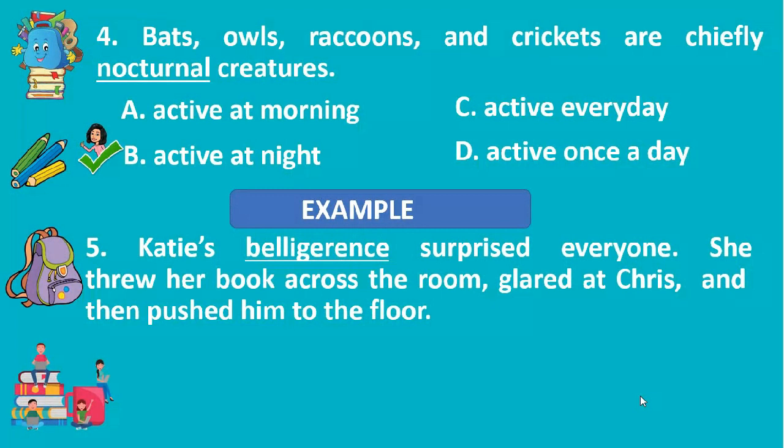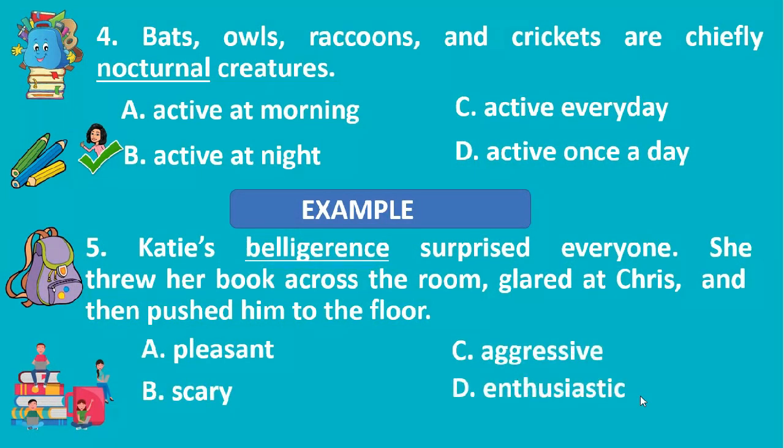Finally, number 5. Katie's belligerence surprised everyone. She threw her book across the room, glared at Chris, and then pushed him to the floor. What do we mean by belligerence? A. Pleasant. B. Scary. C. Aggressive. D. Enthusiastic. Correct. Belligerence means aggressive. And the context clue that is used in here is inference.